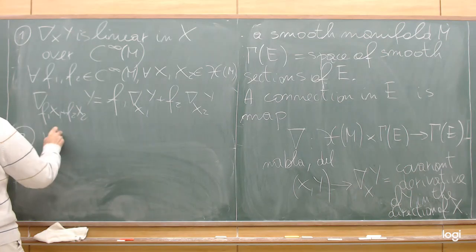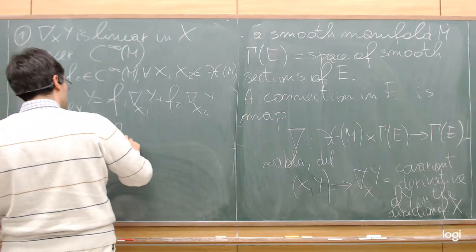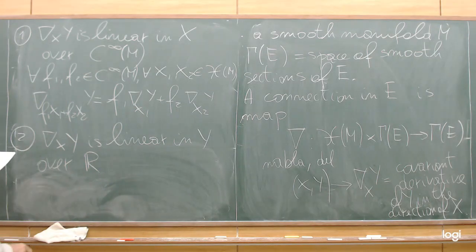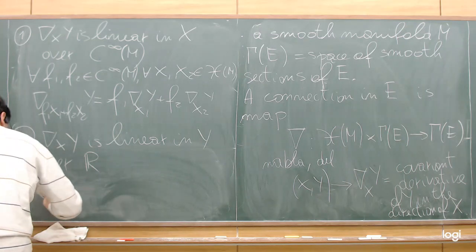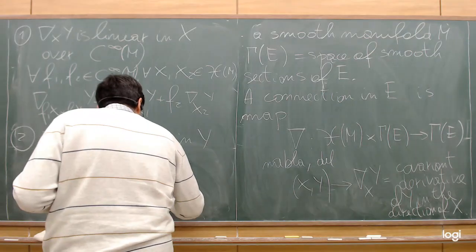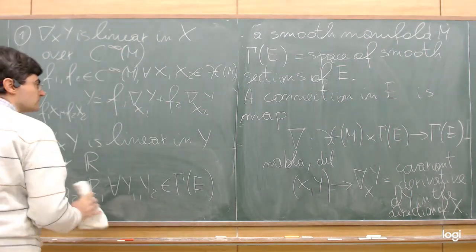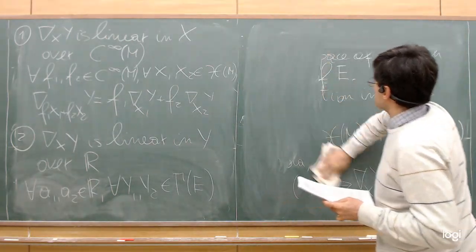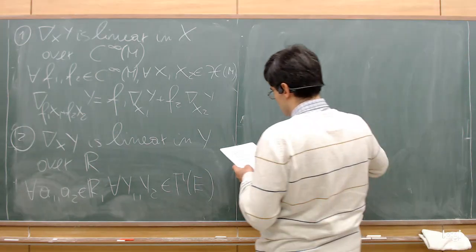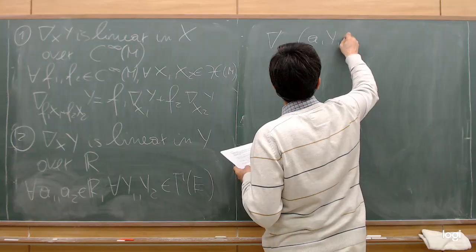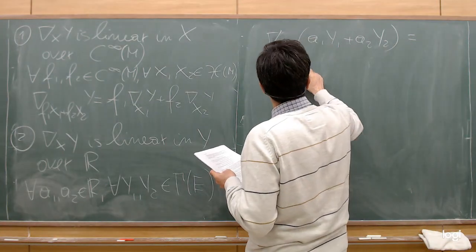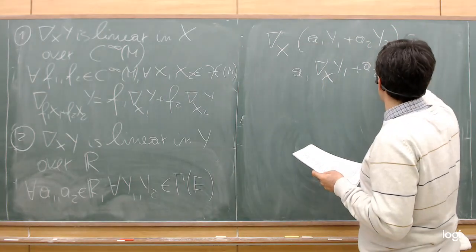Two, ∇_X Y is linear in Y over ℝ. This means that for any a1, a2 in ℝ, for any Y1, Y2 in Γ(E), we have that ∇_X of a1 Y1 plus a2 Y2 must be equal to a1 ∇_X Y1 plus a2 ∇_X Y2.